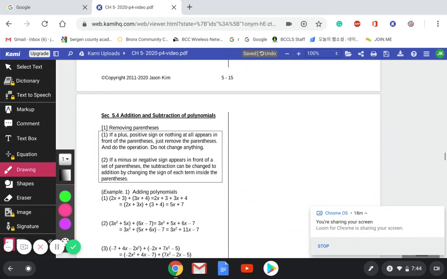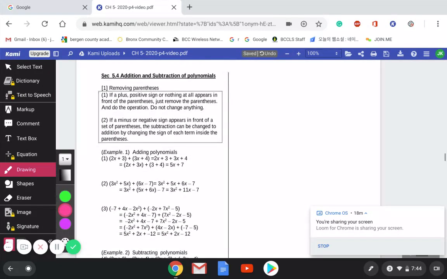Now, section 5.4 is addition and subtraction of polynomials. In here, many times we have to be careful about removing parentheses. Usually parentheses are there to group terms, but sometimes you have to combine the like terms, so you have to remove the parentheses if you have more than one term there.